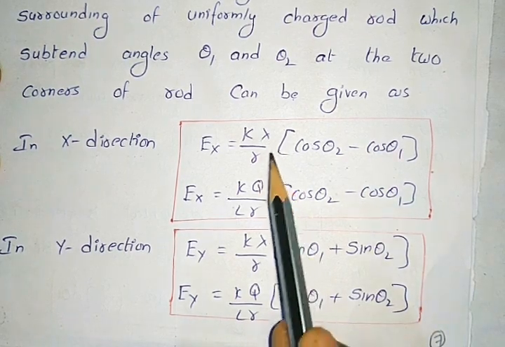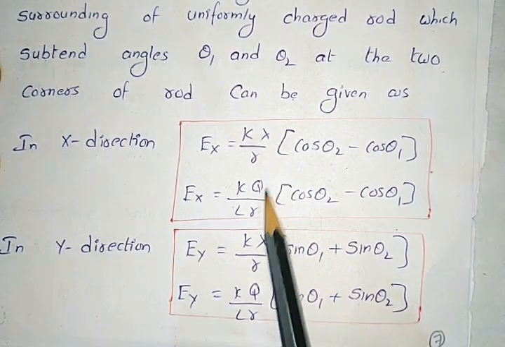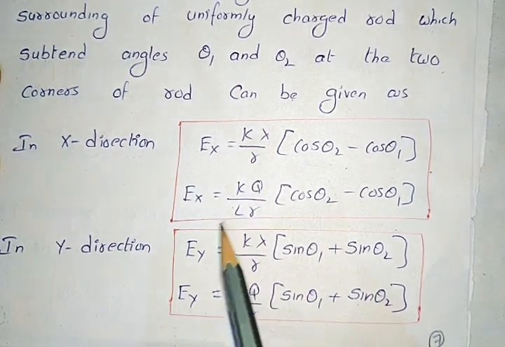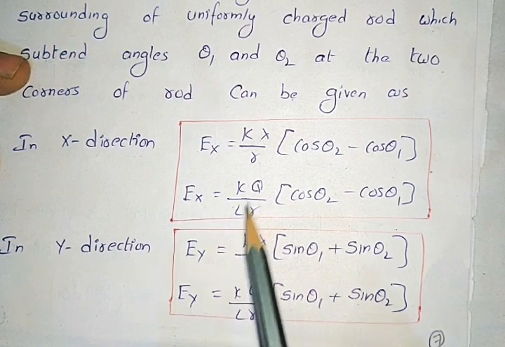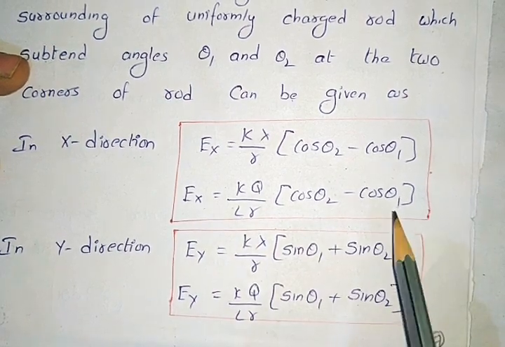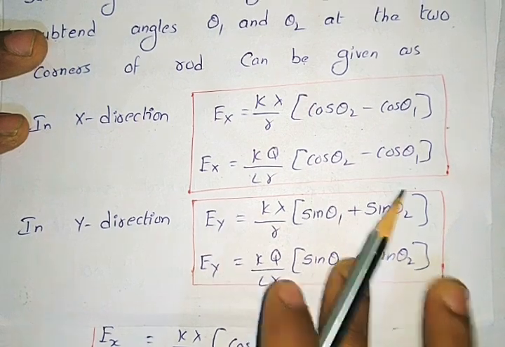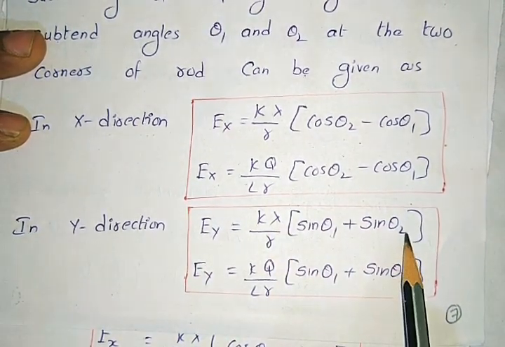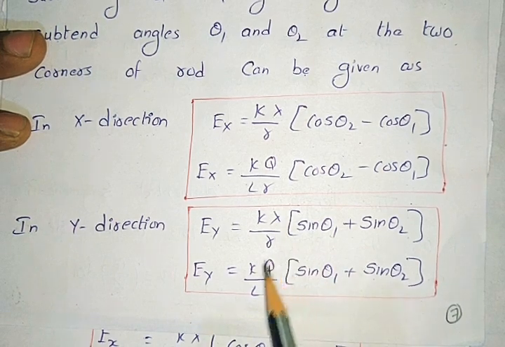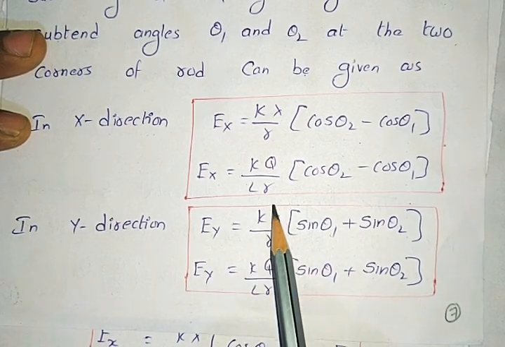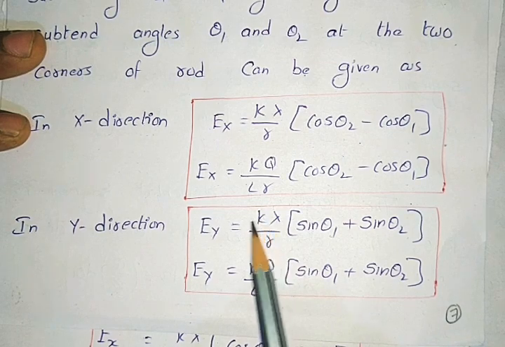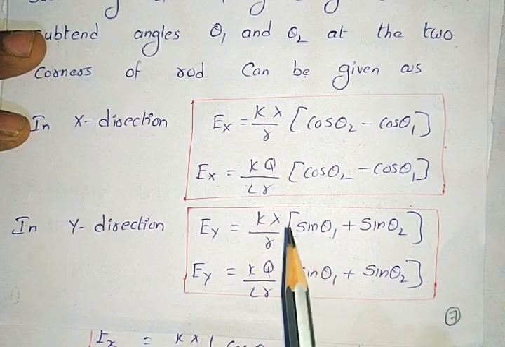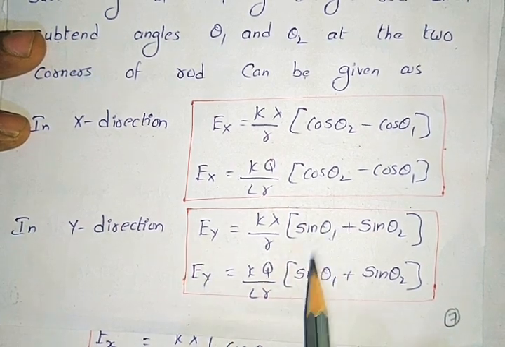In the place of lambda if you substitute q by L, and for further simplification in the place of k you can substitute 1 by 4 pi epsilon naught. So Ex will be kq by Lr into cos theta 2 minus cos theta 1. Similarly in the y direction you got the result Ey as k lambda by r into sin theta 1 plus sin theta 2. In the place of lambda you can substitute q by L, and if you want you can also substitute 1 by 4 pi epsilon naught for k. So these are the different relations we got in terms of a rod.